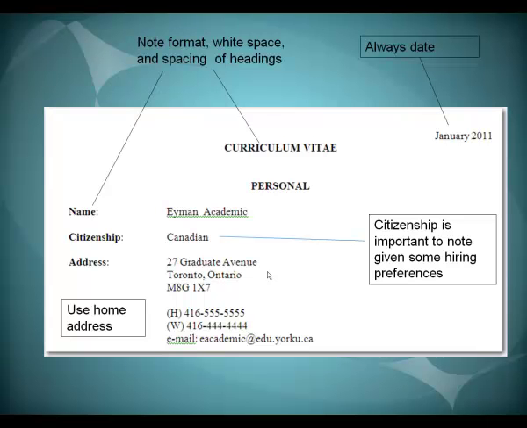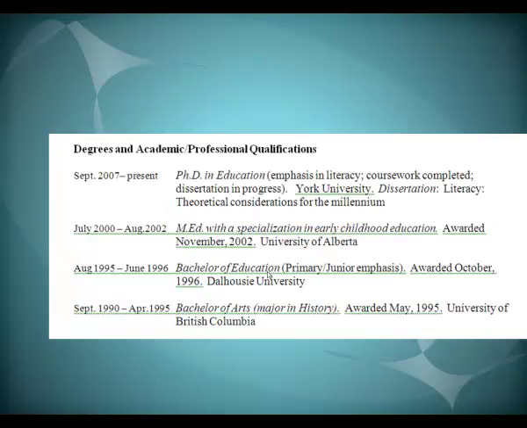You put your address, you use your home address. That's the address you would normally be communicating from and would expect to receive communication at. You wouldn't put your university address. Part of the reason is you could move midway. You want a stable address. And then you get to the degrees and academic professional qualifications section.